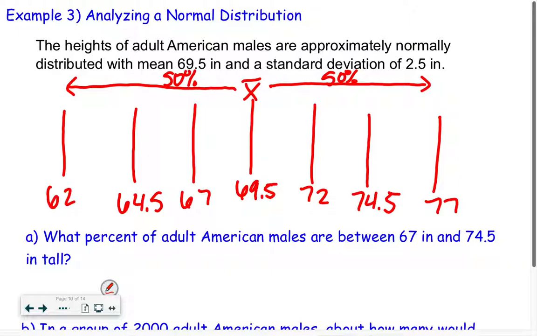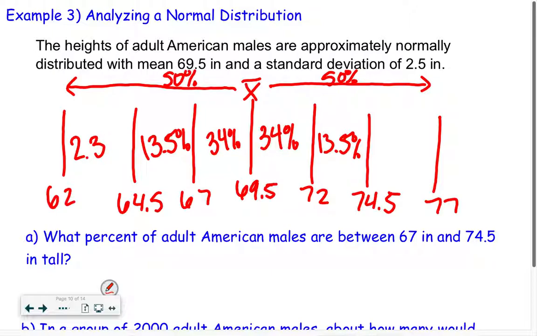I want to know what percent of adult males are between 67 and 74.5. Well, that's not just a 68 one. I have more than that, right? So let's fill in our percents that we did yesterday. In my middle two, I have my 34%. What's the next value? 13.5. And my outsides are 2.35.